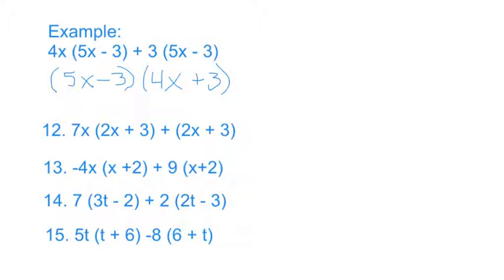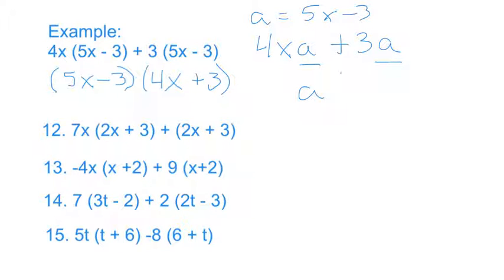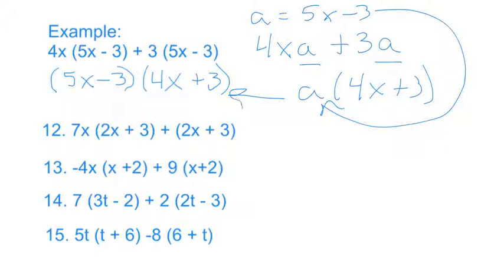Another way to look at it, just to show you, is if you temporarily say that a is equal to 5x minus 3. That's the same as saying 4x times a plus 3a. When you go to factor this, you can see they have a common factor of a. So we pull the a out, you're left with just 4x plus 3. Now I bring this 5x minus 3 back in for a, and I'd end up with these two binomials as a factored set.